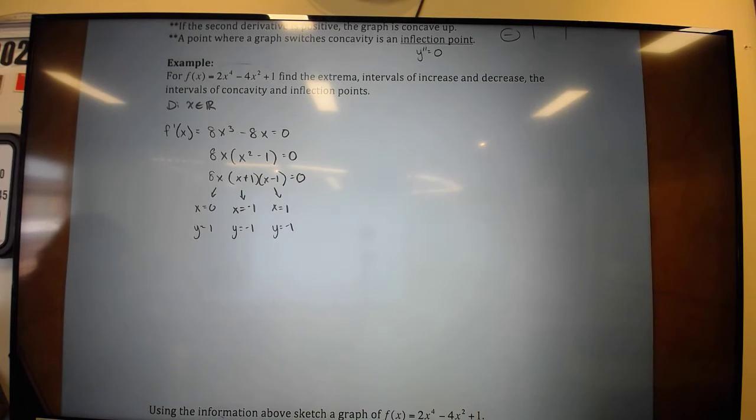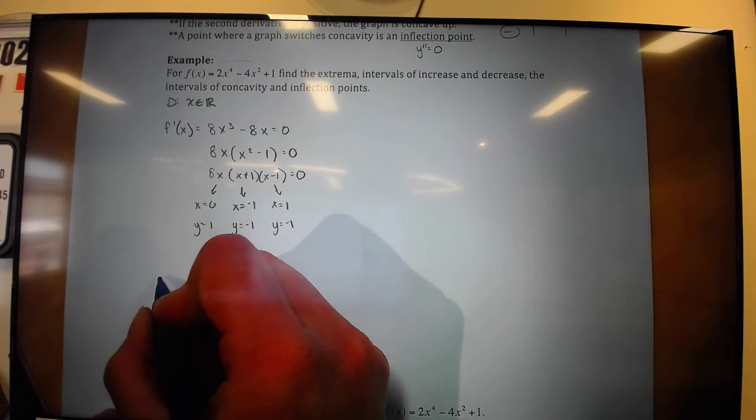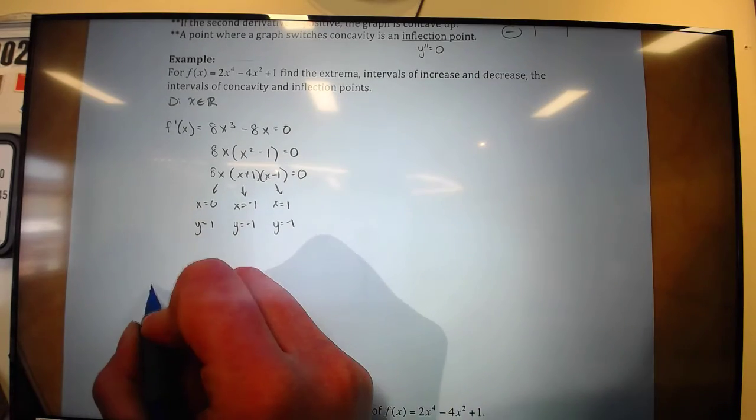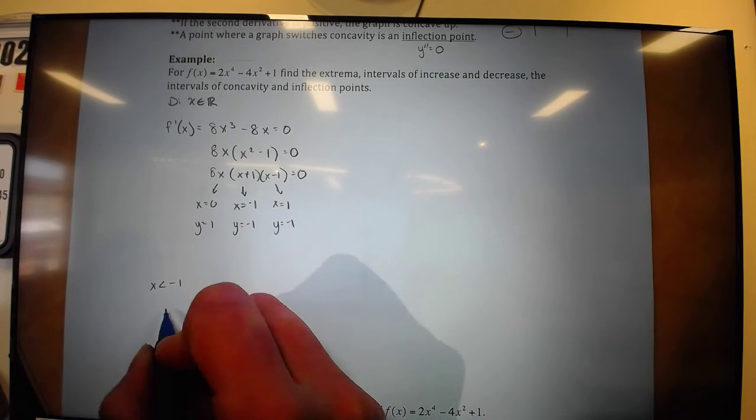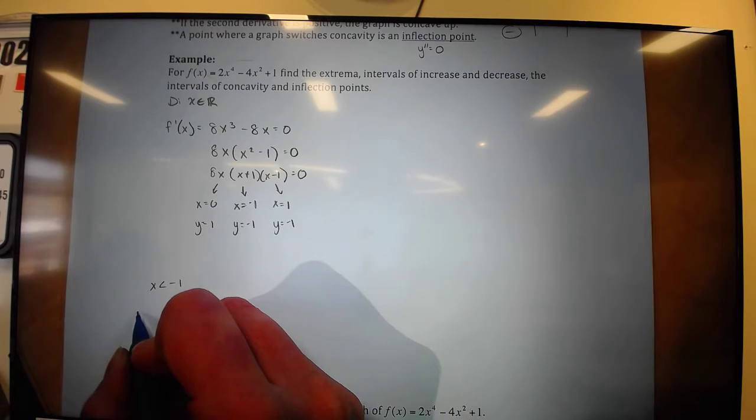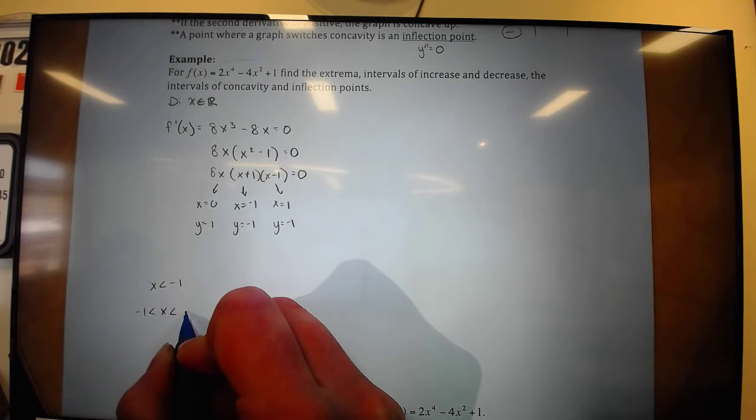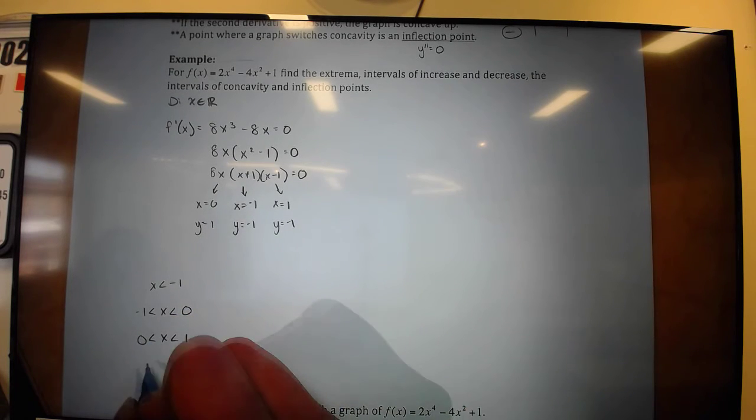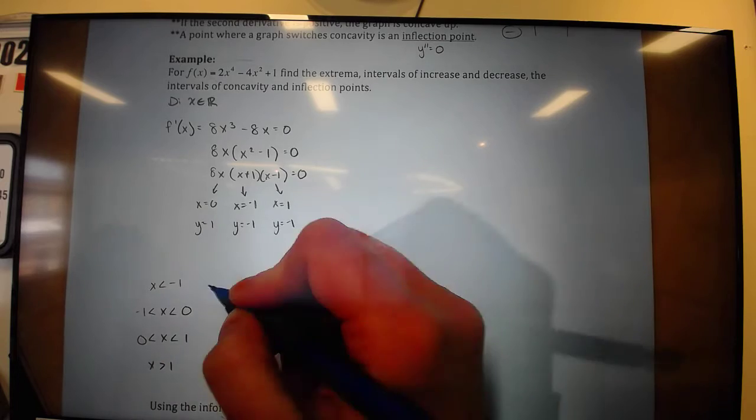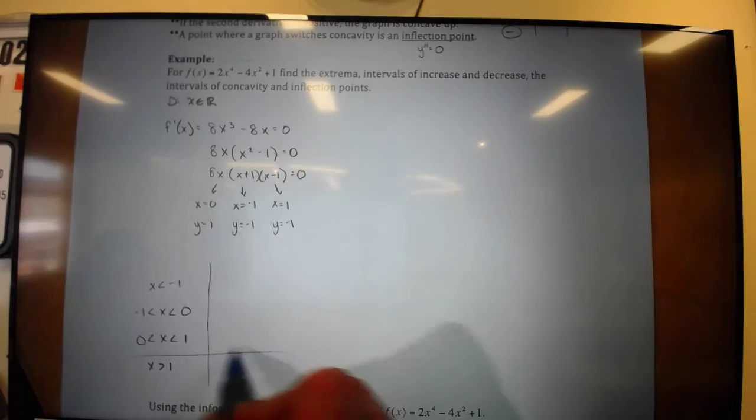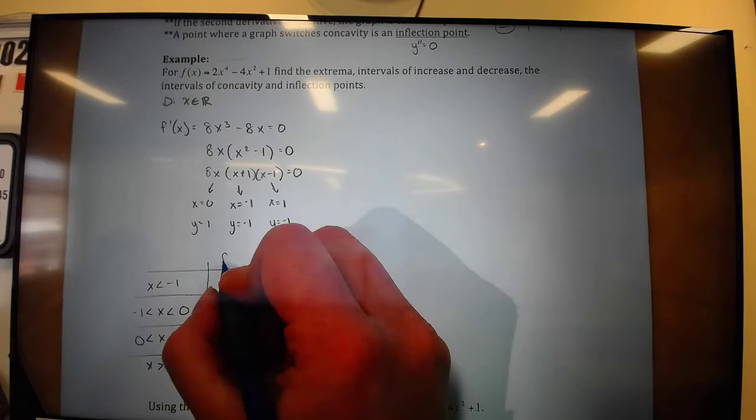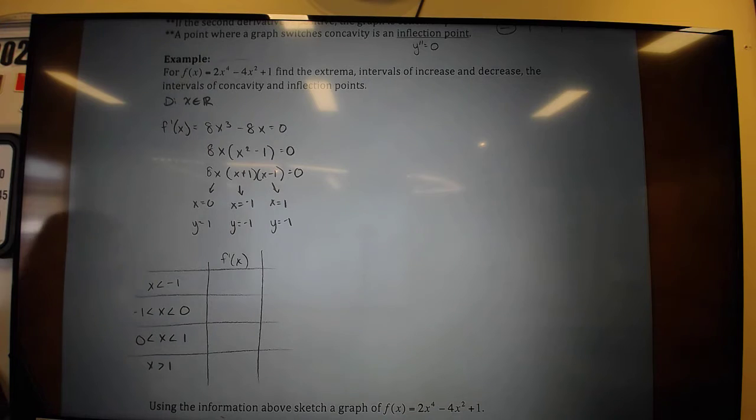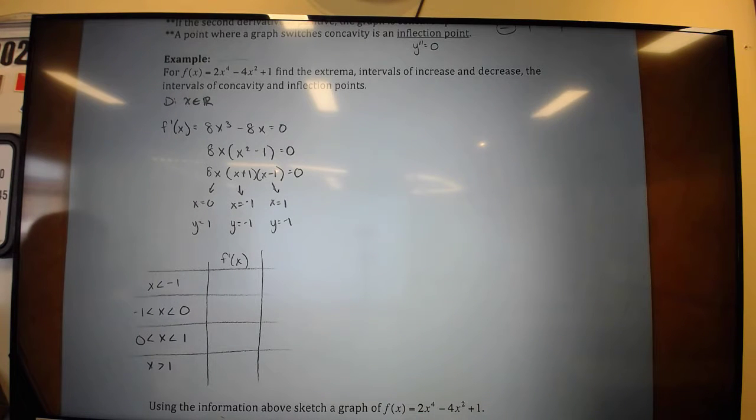So if I make myself a little chart, if I want to look at increasing and decreasing, I'm going to go x is less than negative 1. I'm going to go x is between negative 1 and 0. I'm going to go x is between 0 and 1. And then I'm going to go x is greater than 1. And then we want to figure out what f prime at x is for all of those. And remember that we don't need an actual value. We just need, is it positive or is it negative?